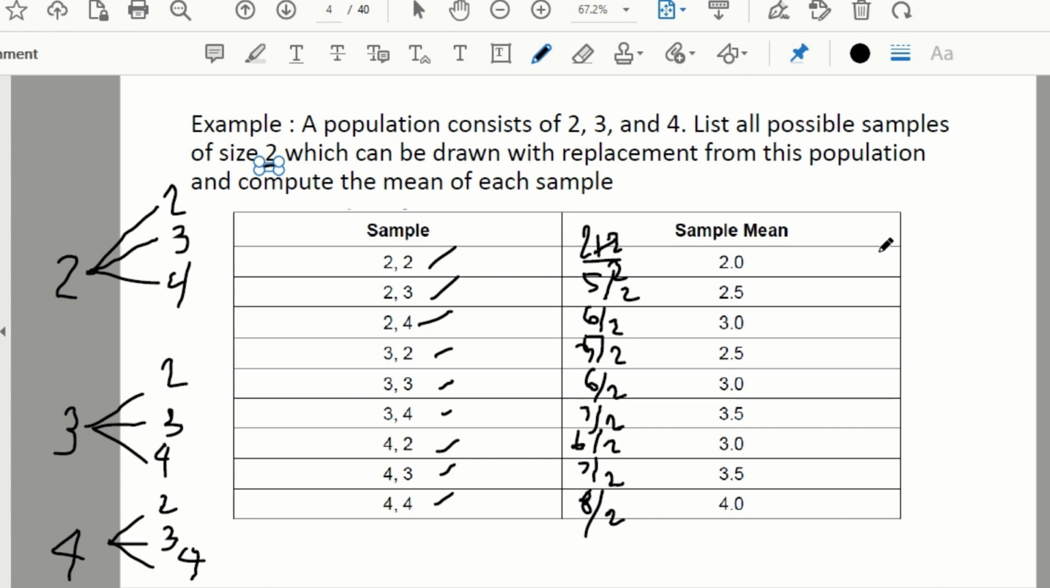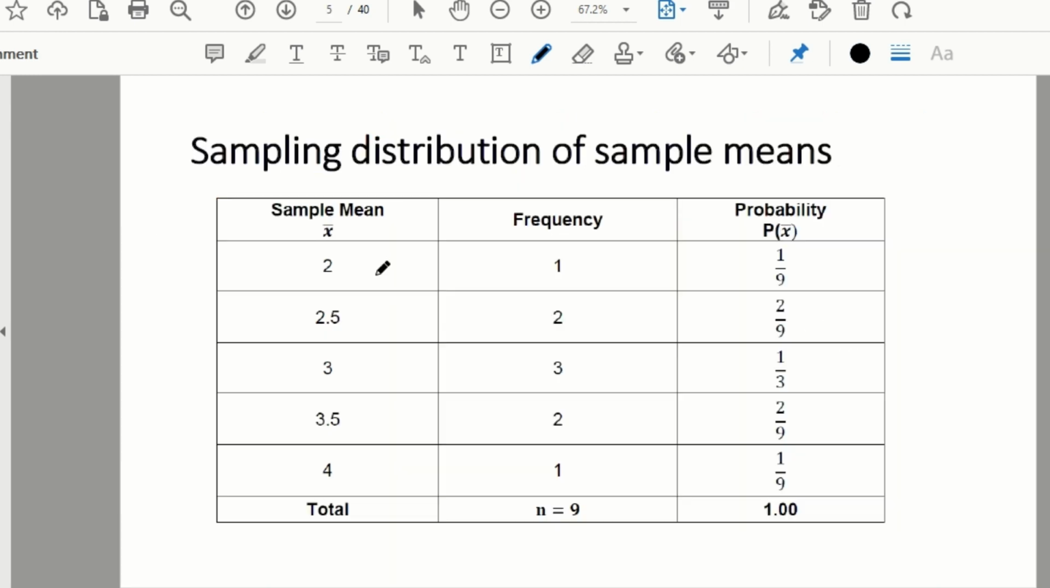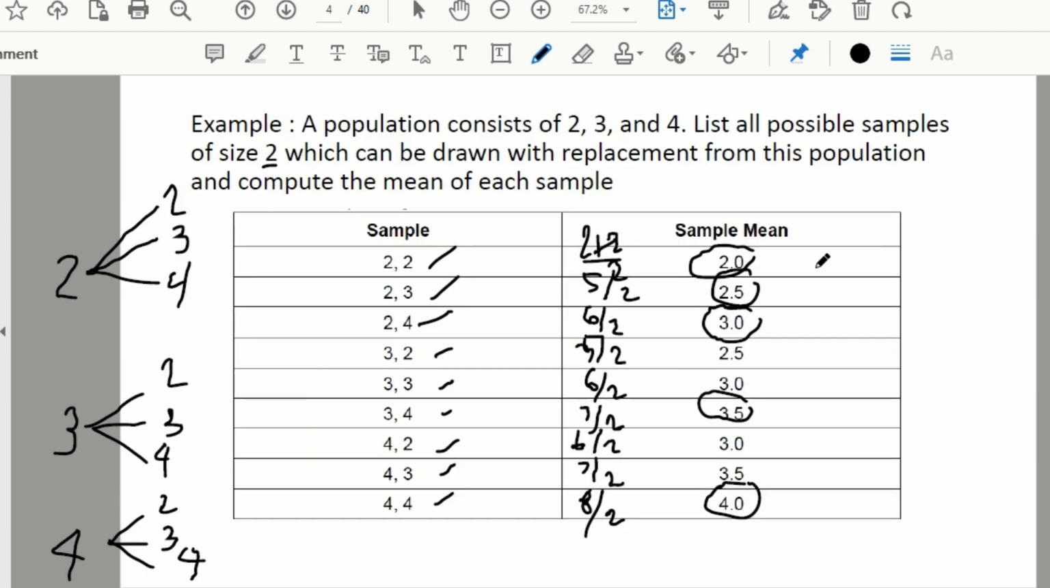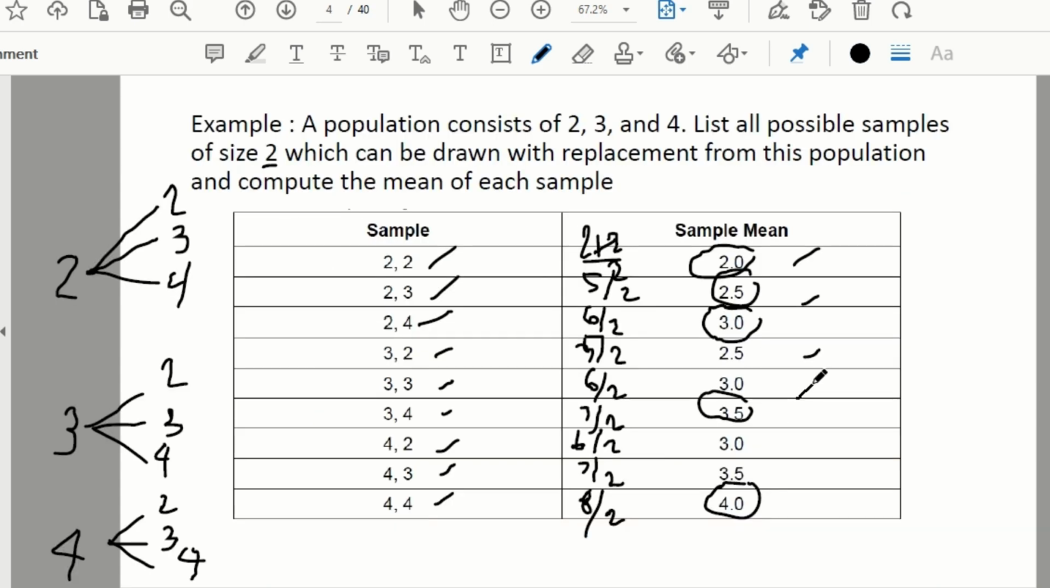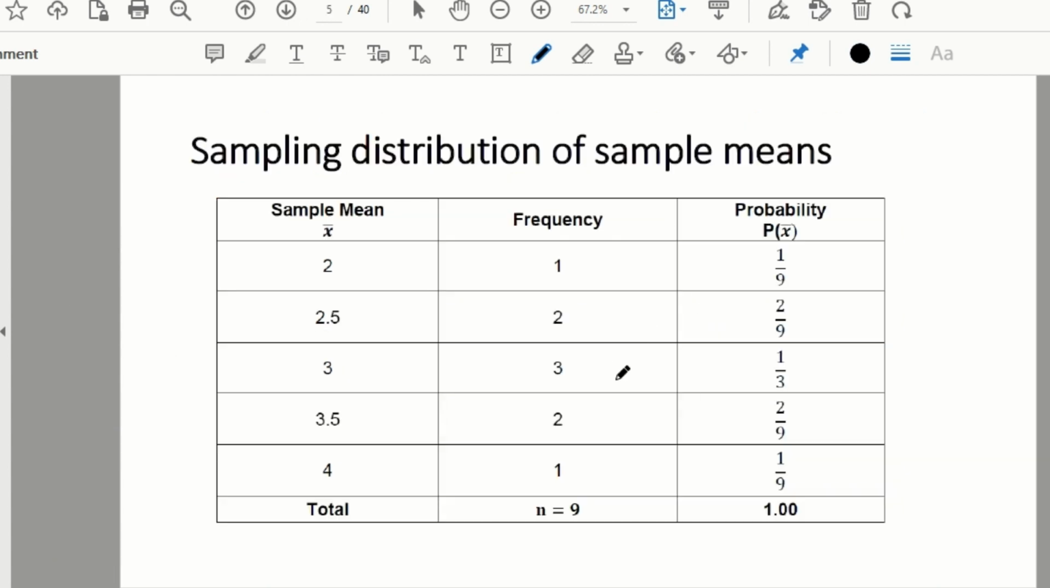Now, in order for us to create the sampling distribution of the sample means, we must first list down the distinct sample means. What are the distinct sample means? We have 2, 2.5, 3, 3.5, and 4. So only the distinct sample means. Now, before we get the probability, we first get the frequency. How many sample means of 2 are there? Only 1. So the frequency is 1. Next, 2.5: there are 2. Next, 3: 1, 2, 3. So there are 3 threes.